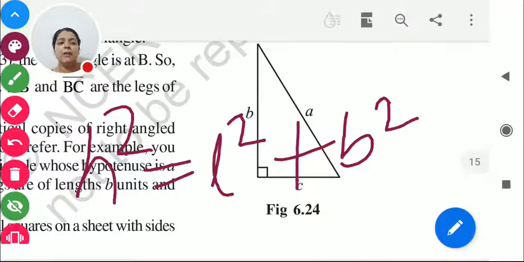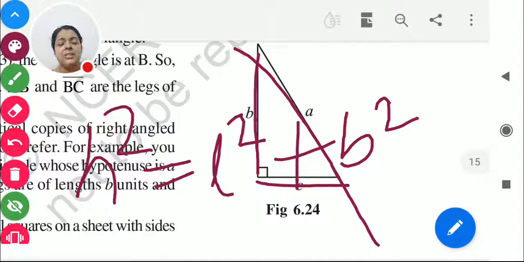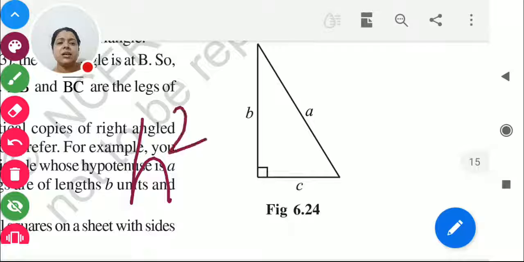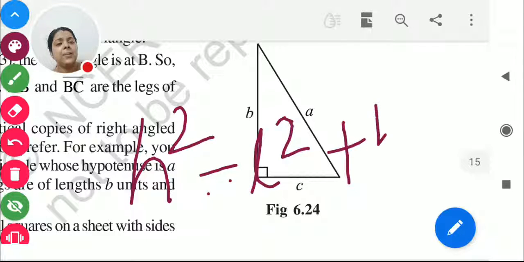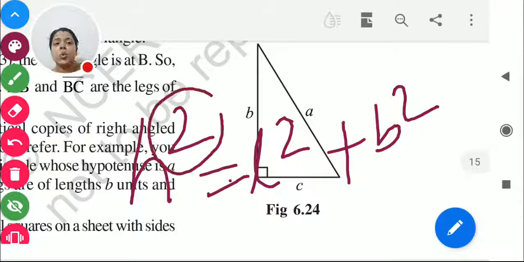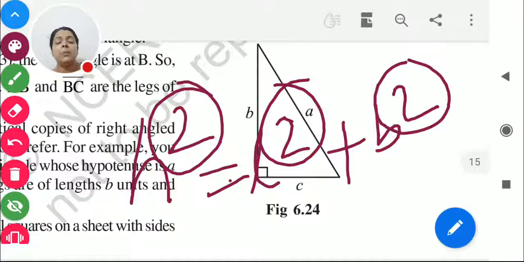So here, if the length and the breadth is given, then you can easily find out the hypotenuse with the help of this theorem. And the theorem says H square is equal to L square plus B square. Now you may have a query. What does it mean by square?